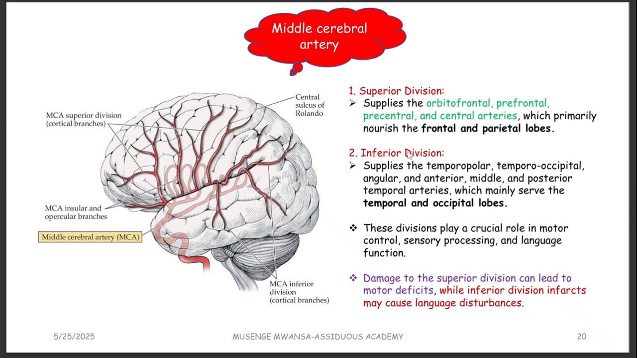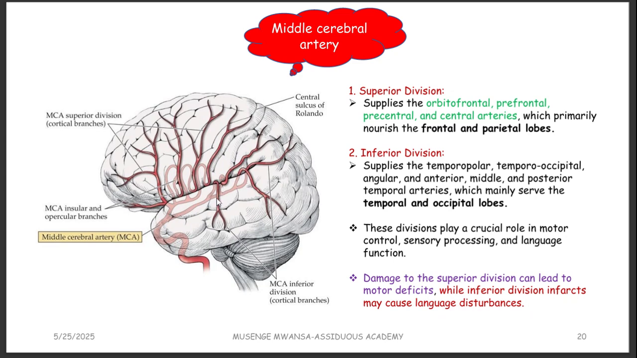So damage to the superior division can lead to motor deficits. You can't move well. There are problems in movement. Why? Because it supplies the frontal and especially the parietal lobes. Okay, the one in front, because in front of the central sulcus we have what we call the motor area. So if you can't supply the motor area, there's going to be a problem with motor function. The inferior division, we said, supplies the temporal lobe. The temporal lobe contains the Wernicke's area.